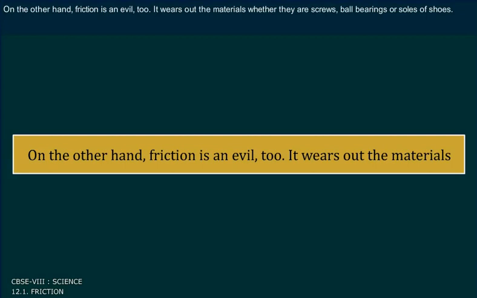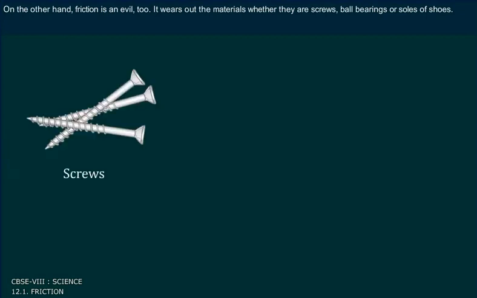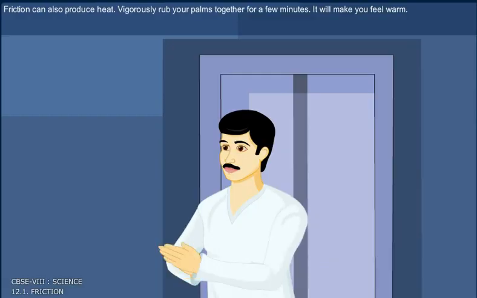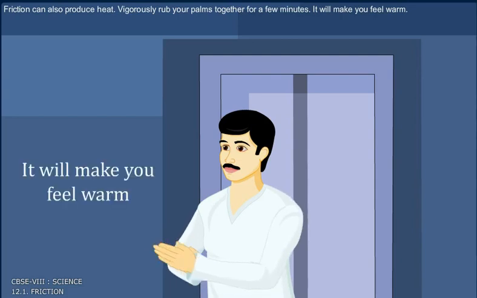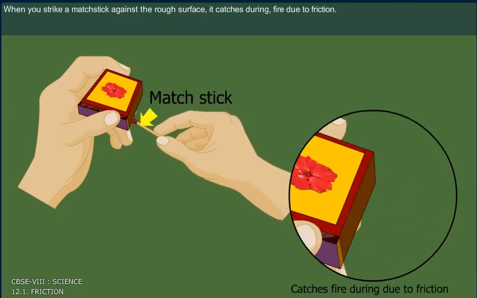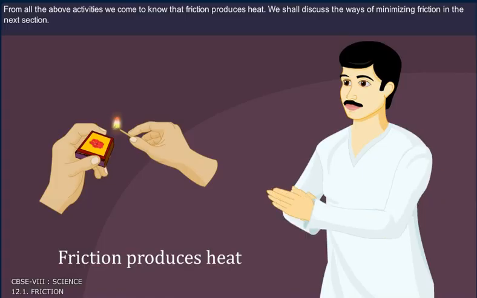Friction is an evil too. It wears out the materials, whether they are screws, ball bearings, or soles of shoes. Friction can also produce heat. Vigorously rub your palms together for a few minutes. It will make you feel warm. When you strike a matchstick against the rough surface, it catches fire due to friction. From all the above activities, we come to know that friction produces heat.